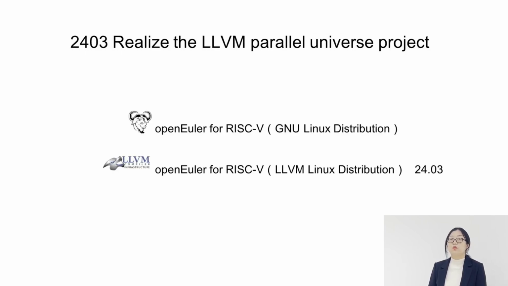Third, 2403 realizes the LLVM Parallel Universe project. In addition, the RISC-V SIG and the compiler SIG have launched the openEuler LLVM Parallel Universe project. Given the efficiency and the community activity of LLVM versus GCC, the project attempts to build software packages with LLVM. The parallel universe will start building from March 2023 and plans to be implemented in March 2024.